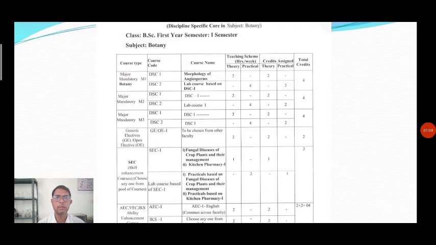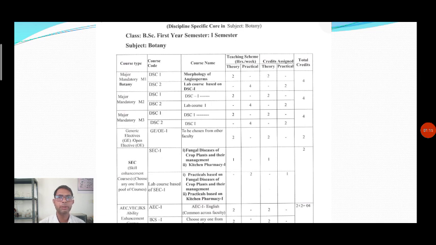So here you can see that the BSc first year semester 1, particularly talking about botany, has the major mandatory course that we call M1, and this M1 has DSC 1. Morphology of angiosperm is the paper which is studied under this DSC 1, which has 2 theory hours per week, and it has 2 credits. In all, there will be 4 credits.